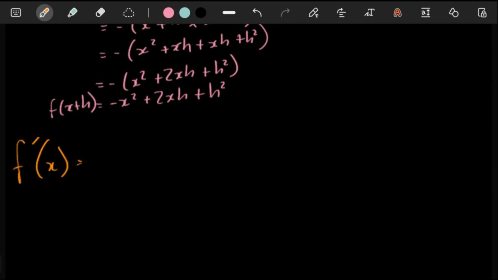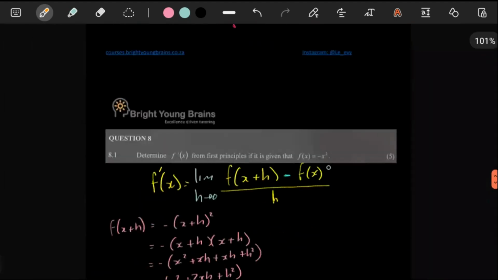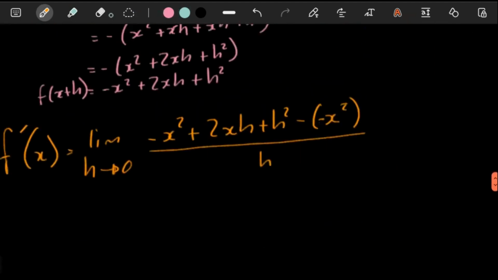So here, lim h goes to 0. And then here we said there's f(x+h), so we can just throw in what we worked out. And then we're minusing f of x. Remember, f of x is this thing here, and the whole thing is over h. You see? Put stuff in the formula. The good news is, a minus and a minus there is just going to give you a plus.